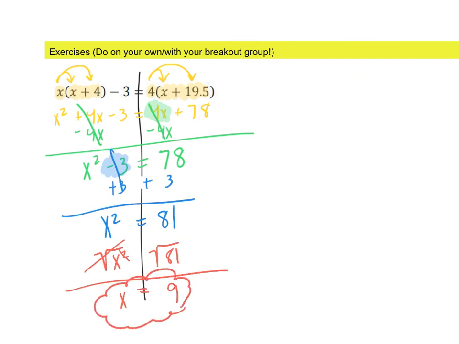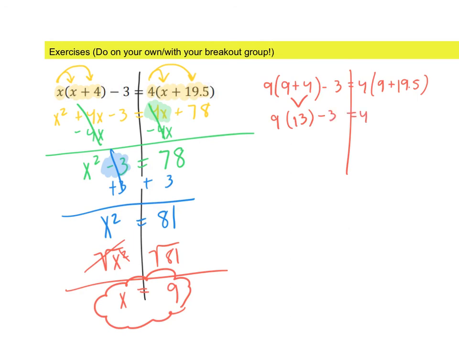We can check our work by plugging 9 back into this. So 9 times 9 plus 4 minus 3 equals 4 times 9 plus 19.5. First thing we're going to do is our parentheses, so 9 plus 4 is 13. Everything else stayed the same over here. And 9 plus 19.5 is 28.5.